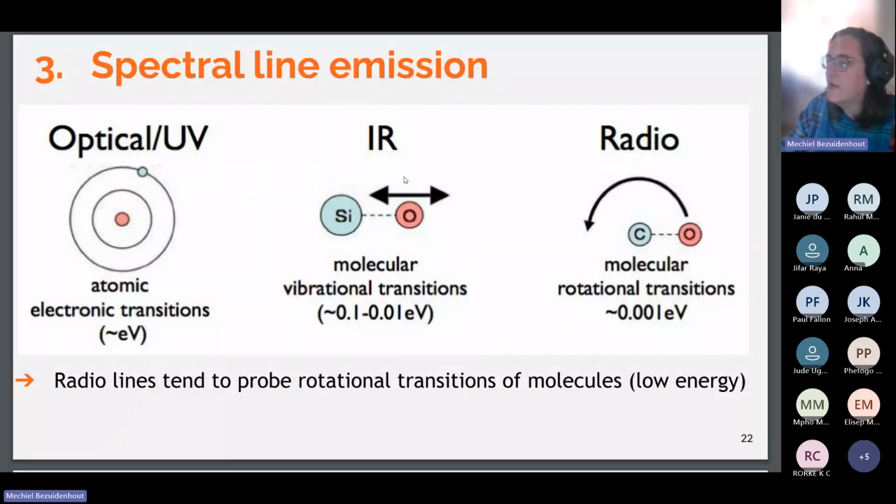For infrared radiation, you typically see transitions involving vibrational states of molecules. They have different vibrational states, and that can give you a transition corresponding to about 0.1 to 0.01 electron volt. In order to get radio emission, which is low energy, we typically see transitions involving rotational states of molecules. So for example, it's showing a carbon-oxygen molecule, and one rotational state might have a slightly different energy from the other, and radio waves are produced when the molecule shifts between those possible rotational states. And this means that spectral lines in the radio regime tend to be probes of molecular gas.